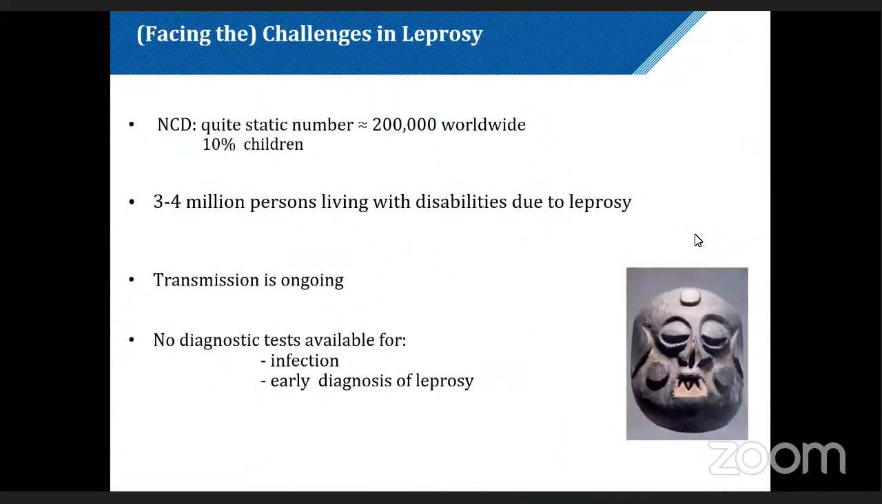However, another reason to study leprosy is based on the challenges that leprosy is still facing, namely the quite static number of new cases, so 200,000 worldwide annually, and this includes 10% of children. Furthermore, even when they are not treated as leprosy patients anymore, people still experience all the disabilities and handicaps due to leprosy, and there are about 3 to 4 million people who have those handicaps.